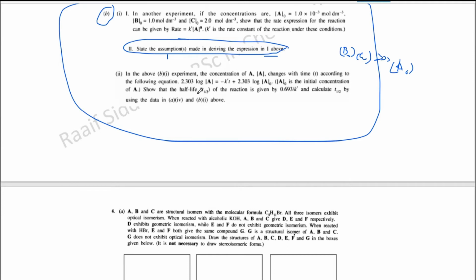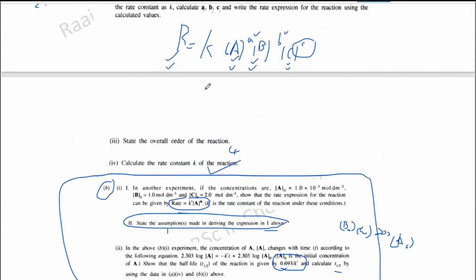Show that the half-life of the reaction is given by 0.693 over k dash, and calculate this half-life by using the data given in A4 and B1 above. B1 above means this reaction, this equation. Use that equation and use the data A4. What is A4? Using the rate constant here.